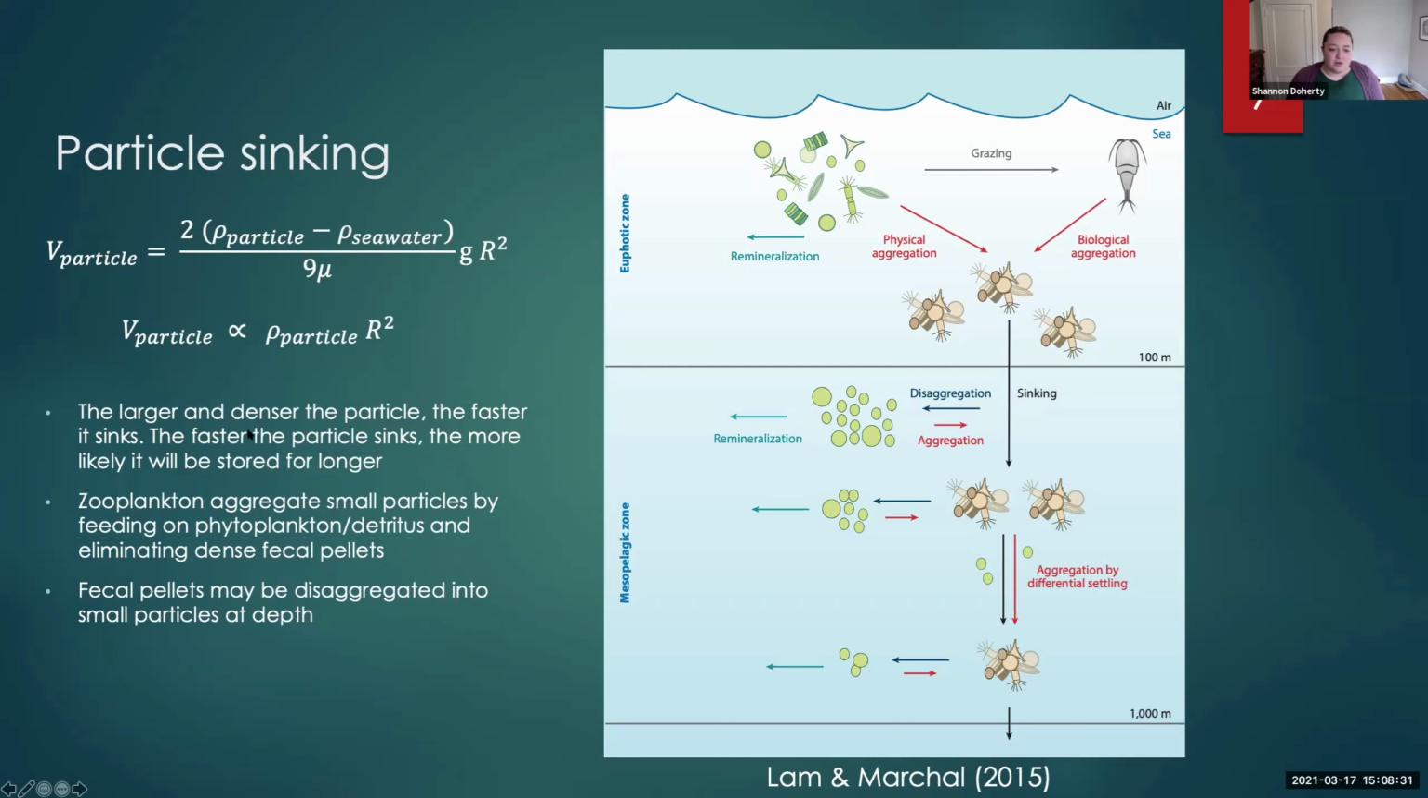So the larger and the denser the particle, the faster it will sink, and the faster a particle sinks, the more likely it will be stored for longer in the ocean. So over here we see zooplankton consuming phytoplankton and eliminating phytoplankton as fecal pellets. So zooplankton aggregates small particles by feeding on phytoplankton and detritus, and they eliminate them as dense fecal pellets. So zooplankton are transforming organic matter that's less dense and smaller into denser and larger particles.